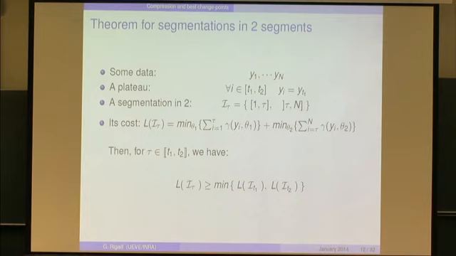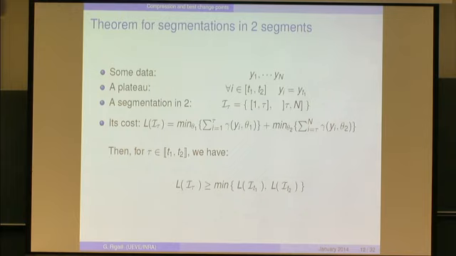Okay, so let's assume that we have some data. Here I make no assumption on what the data might be. The only thing I know about the data is that between two positions, T1 and T2, the signal is constant. And now I will only consider segmentation in two segments. So I can consider a partition of the data going from 1 to tau and from tau to n.